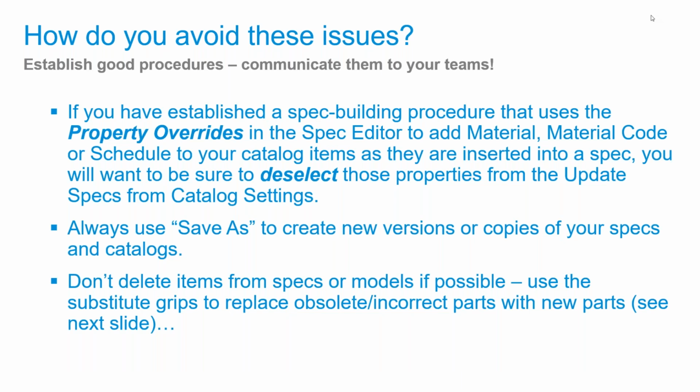Another thing is that if you have established a spec building procedure that uses property overrides in the spec editor to add material code or schedule, and I think the family long description builder is meant here, you want to make sure to deselect those properties from the update, when updating the specs from the catalog settings.